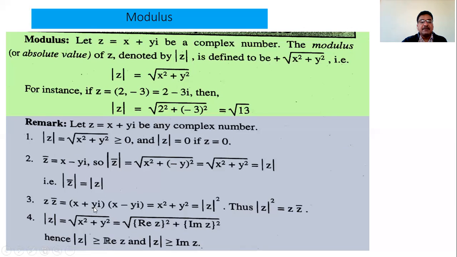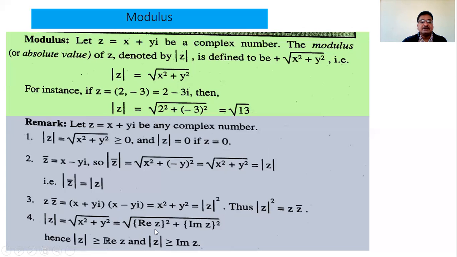Then z into z bar, z is this, z bar is this. It is what? x square plus y square. That is mod z square. And this is a very important concept: mod z square is z into z bar, because z into z bar is x square plus y square. And what is x square plus y square? It is mod z square. Mod z is root x square plus y square, and its square is x square plus y square. And so mod z square is z into z bar.